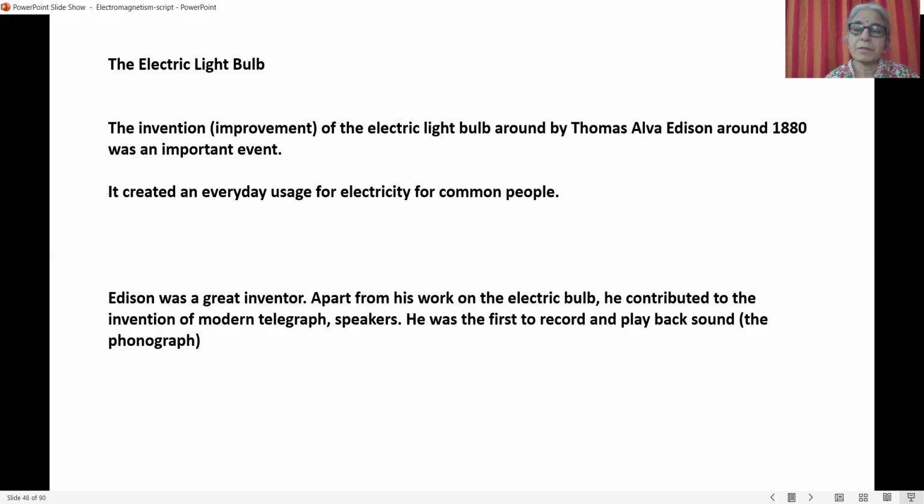The electric bulb that we have used was invented by Thomas Alva Edison around 1880. It was an important event because it created an everyday use for electricity for the common people. Before that, mostly it was the scientists who were studying and playing around with electricity. This is called an incandescent bulb. The bulbs that we use these days are different, but it will take a long time for you to understand the working of those new bulbs. But Thomas Edison's bulb is easy to understand. He was a great inventor, and he invented many other devices.